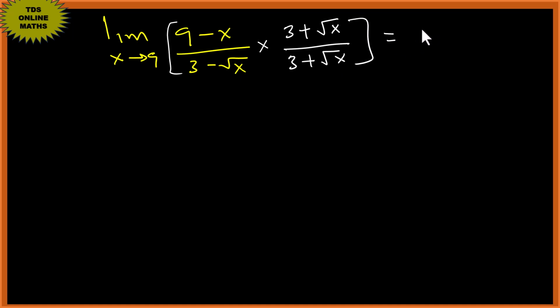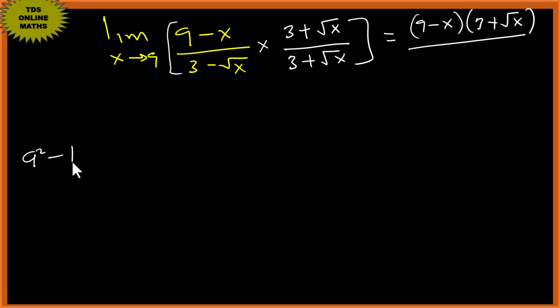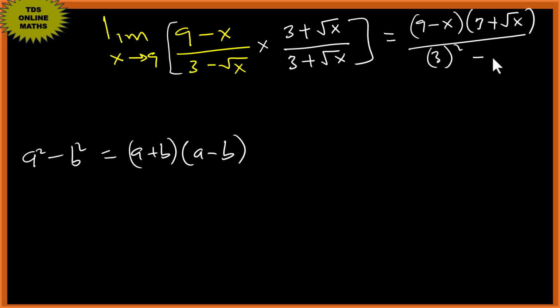So we have the numerator as 9 minus x, then 3 plus root x. But the denominator is a difference of 2 squares. So when we're given a squared minus b squared, it's the same as a plus b, a minus b. So I'll pick the one with the minus: 3 squared minus x squared.